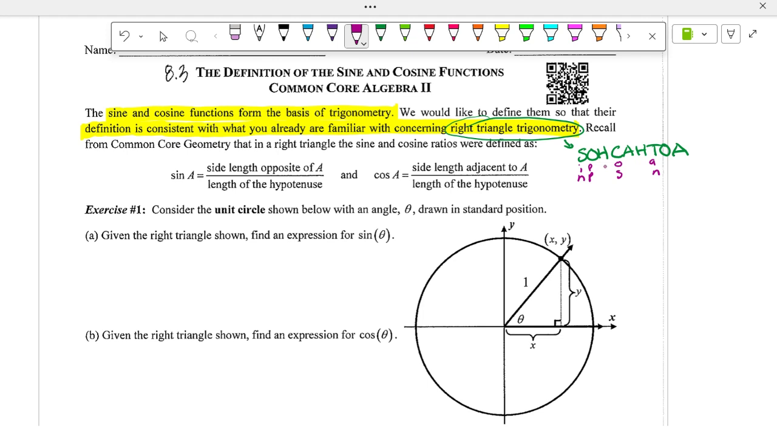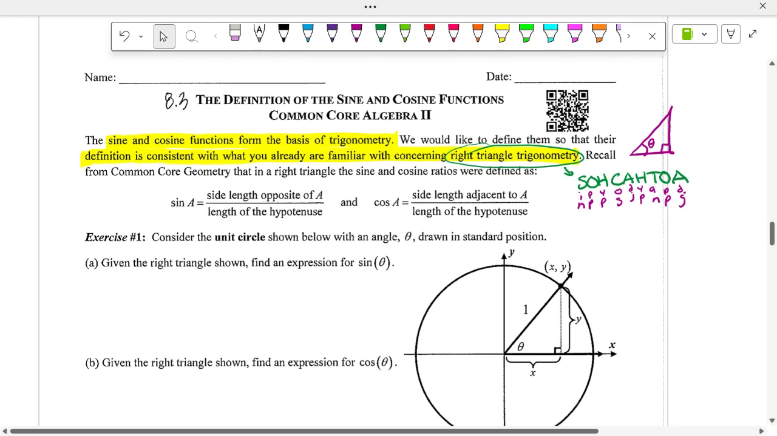So for sine, it's opposite over hypotenuse. For cosine, it's adjacent over hypotenuse. For tangent, it's opposite over adjacent. So they're saying that if you have some right triangle and you have some reference angle, we're going to call that theta. The sides in reference to that angle would be their opposite, hypotenuse, and adjacent.